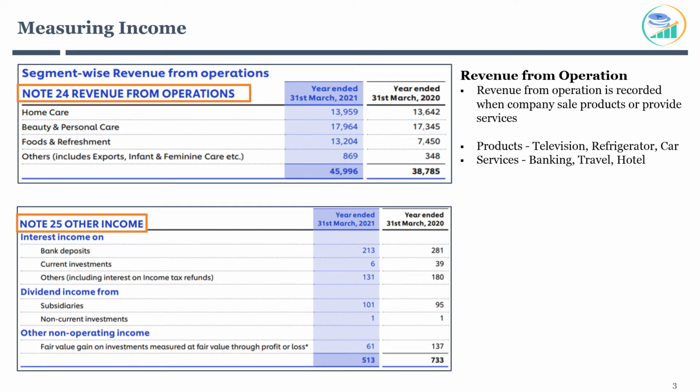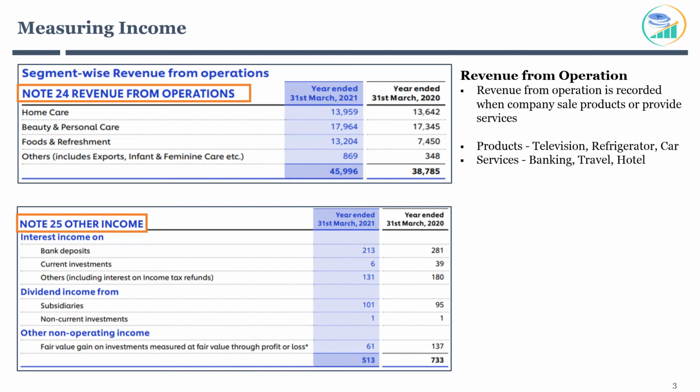Revenue from operations is recorded when a company sells a product or provides services. Products are material things like television, refrigerator, car, shoes, food items, software product and so on. The services include banking, travel, entertainment, hotel and so on. In other words, this is the revenue generated by the company from core business activities.